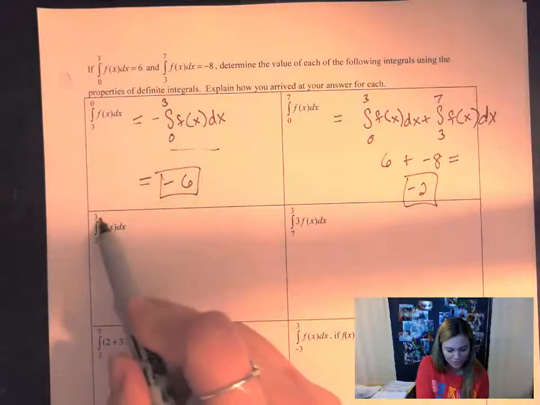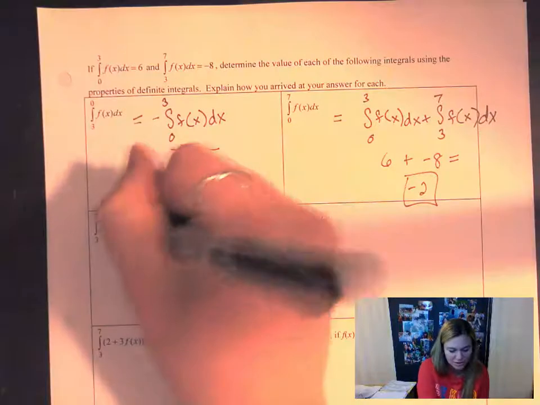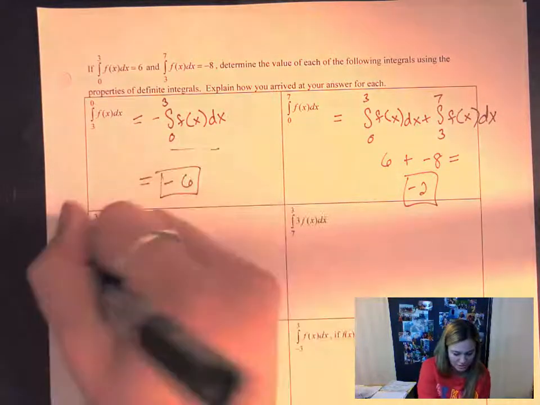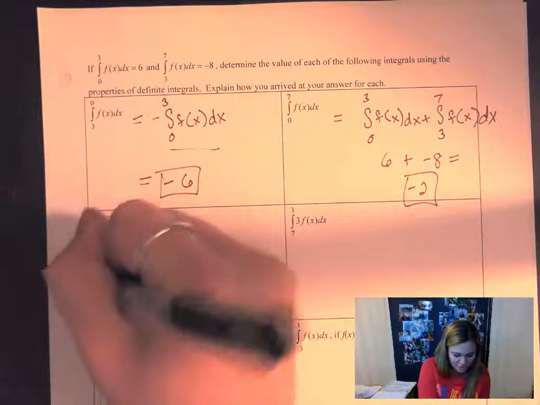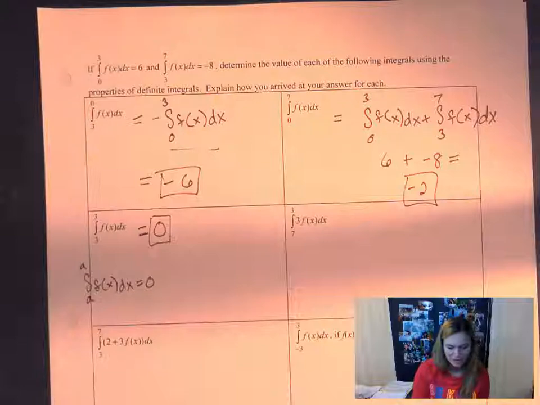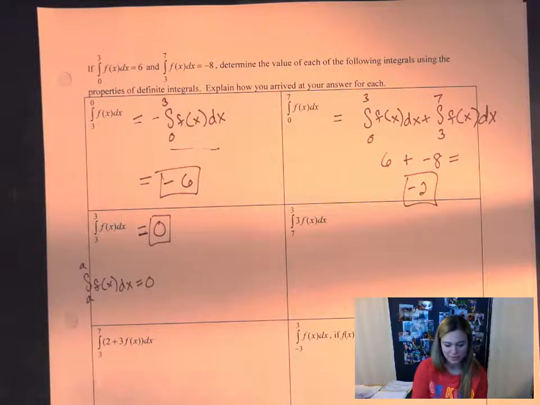What about this one, 3 to 3? I don't see anything up here that says that. I can't have an area of a region if there is no region, like there's no change in x value. So this would just be 0. And you can put this if you want, just so I know that it's always from the same thing. But this is enough to just say 0.